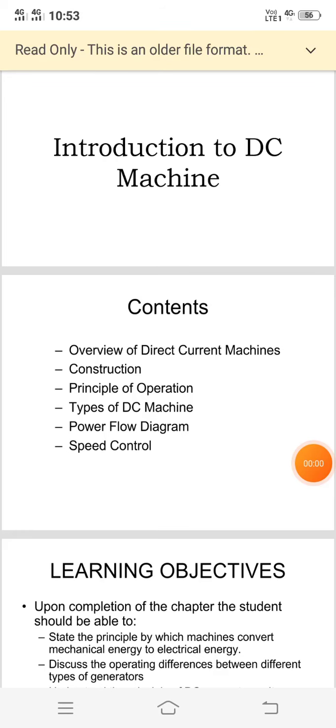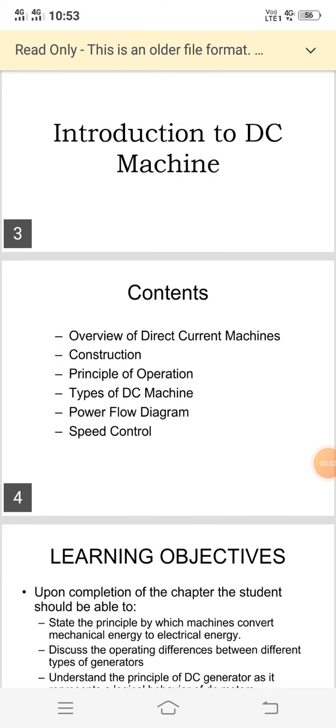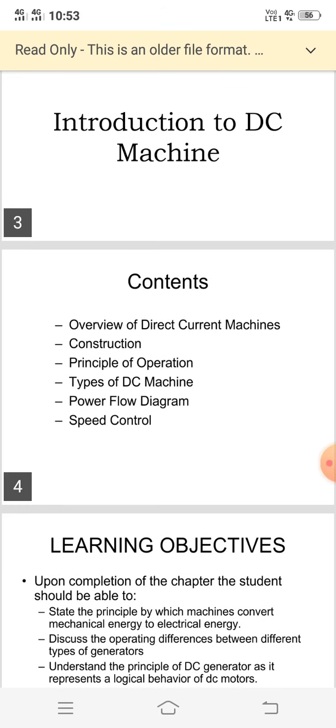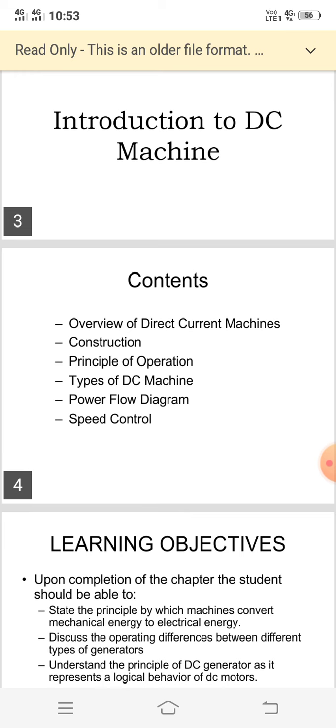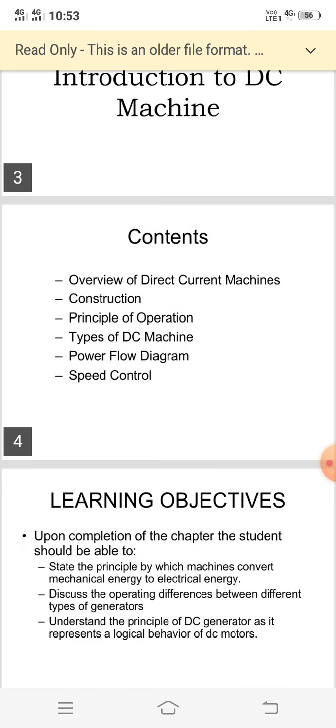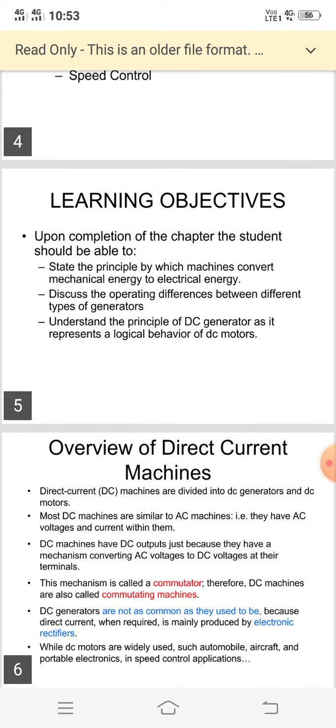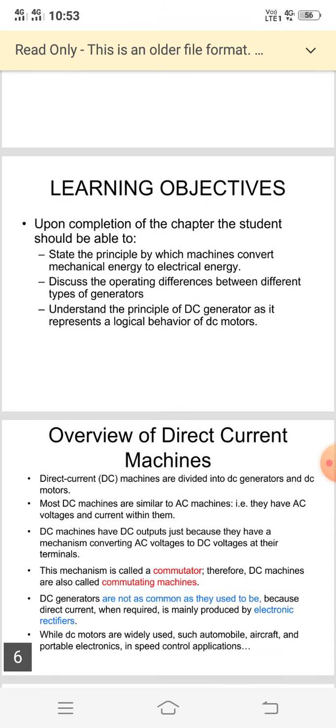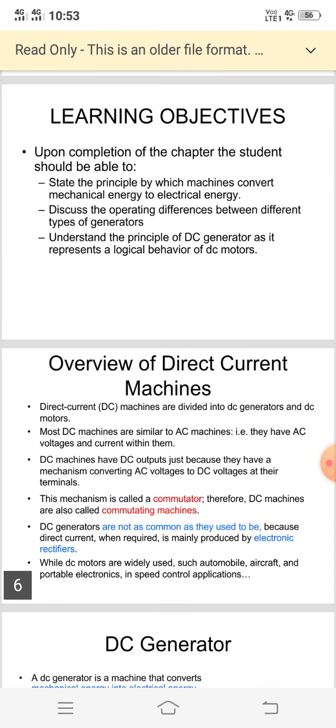Introduction to DC machines. DC machines contain six classifications: overview of direct current machine, construction, principle of operation, types of DC machines, power flow diagram, speed control. Among these topics, we just look at the overview of direct current machine.